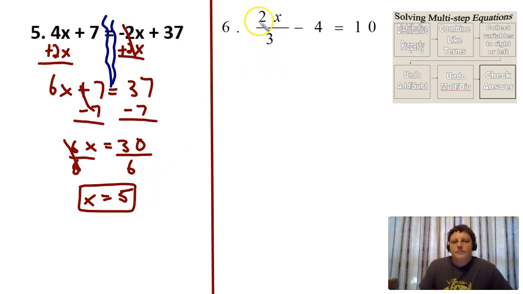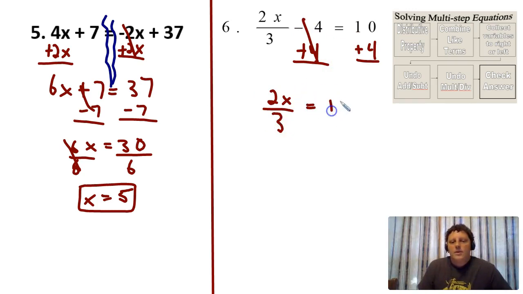Example 6. 2x over 3 minus 4 equals 10. Well, I can't distribute here, and I don't have like terms to combine together. I don't have any variables to collect to the left or the right. So the first thing I'm going to do is undo the addition or subtraction. And I'm going to do that by adding 4 to both sides. I get 2x over 3 equals 14.